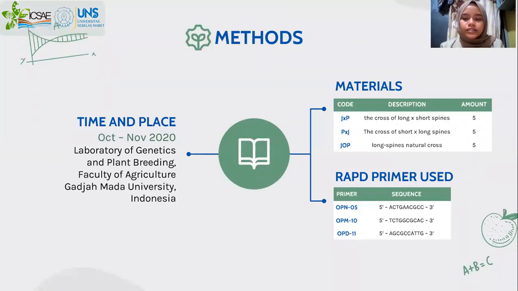Next, the methods of this research. It was carried out at the Laboratory of Genetics and Plant Breeding, Faculty of Agriculture, Gadjah Mada University in October until November 2020. The material used were 15 samples from the cross of the apple cactus, 5 samples each from the cross of long and short spines or GXP, the reciprocal or PXG, and long spines natural cross or GOP, selected from the greenhouse of the Faculty of Agriculture, Sebelas Maret University, Surakarta. The RAPD primers used were OPN5, OPM10, and OPD11.